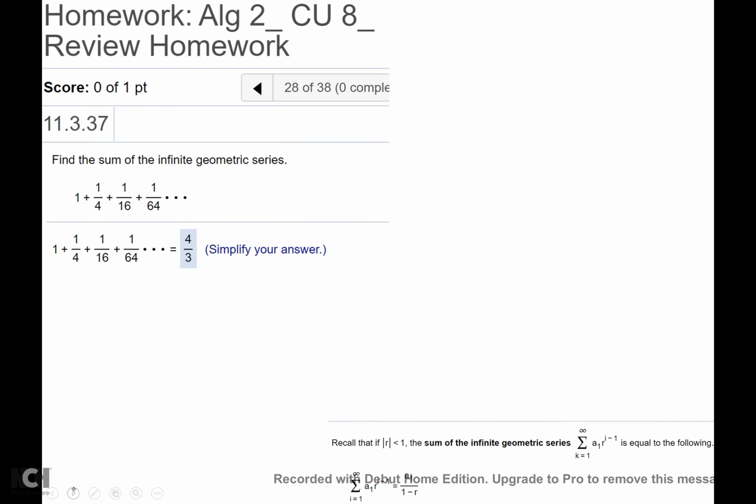All right, find the sum of the infinite. When you have an infinite geometric sequence, okay, you take a sub 1 over 1 minus r. Well, let's see. Alright, so the sum of this infinite series will be a sub 1, which is 1, over 1 minus r.